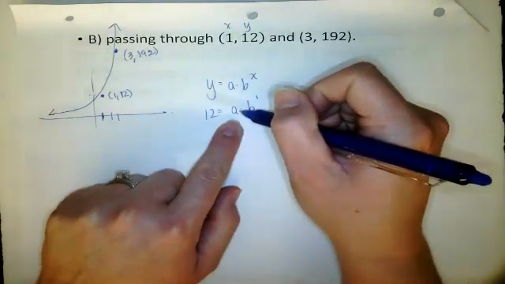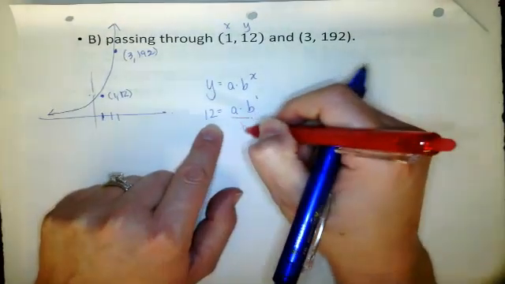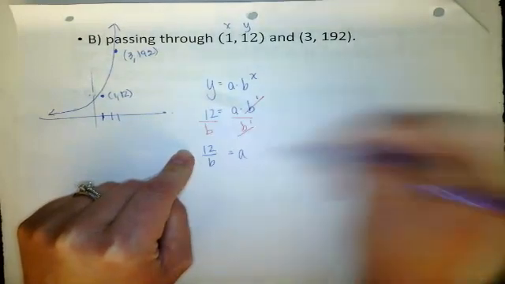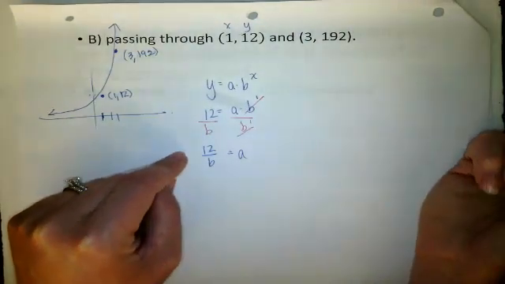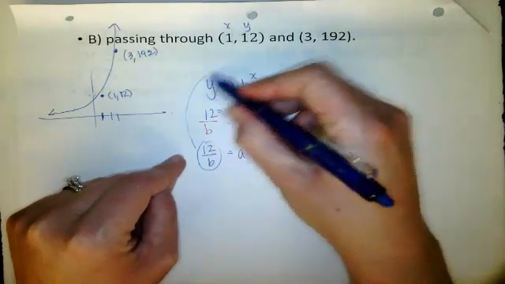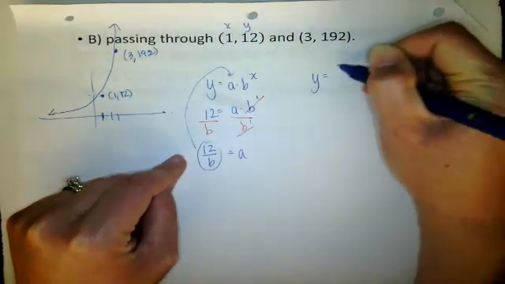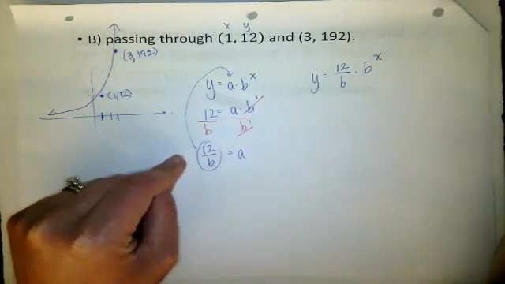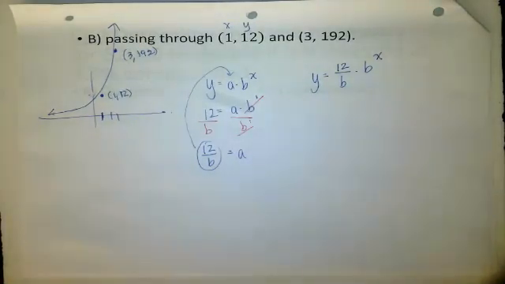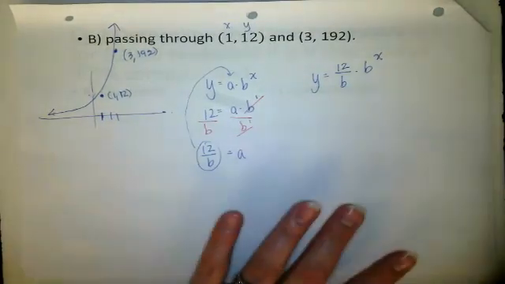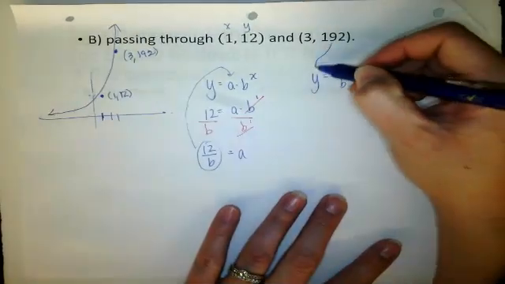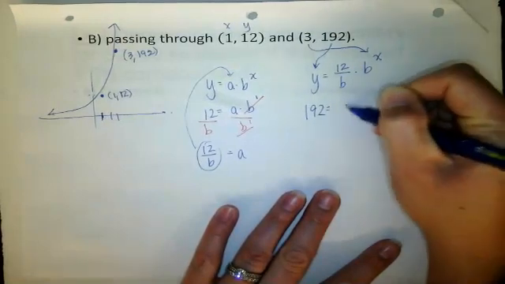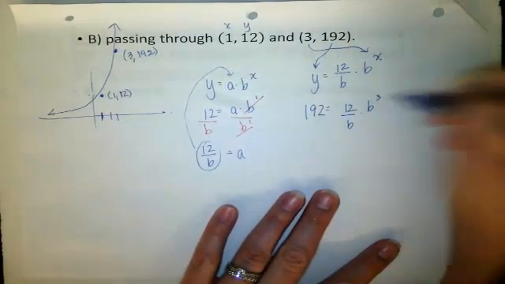So just like before we found a, I'm going to go ahead and divide by b just to isolate the a. And then I'm going to take that and substitute it back into my equation. So I have y equals, instead of an a, 12 over b times b to the x. So it is a true substitution. And now, again, I can go ahead and plug in my second ordered pair for x and y. So I have 192 equals 12 over b times b to the third.